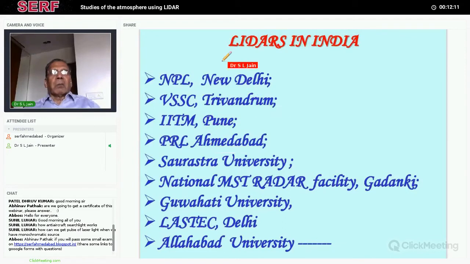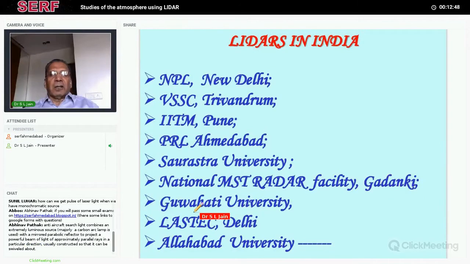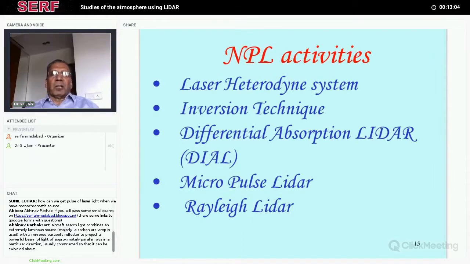LIDARs in India are in a number of institutions. Considering the size of the country it is not many, but still there are almost 7-8-10 laboratories which have LIDAR systems. NPL is one of them. The Vikram Sarabhai Space Centre in Trivandrum has another one. The Indian Institute of Tropical Meteorology, Pune has another one. Then Physical Research Laboratory Ahmedabad, Saurashtra University, the National MST Radar Facility in Gadanki, and Guwahati University also has a micropulse LIDAR. LASTEC in Delhi uses it for defense purposes, and Allahabad University, etc. So a few laboratories already have LIDAR systems in India. NPL has the laser heterodyne system, inversion technique, differential absorption LIDAR, etc.